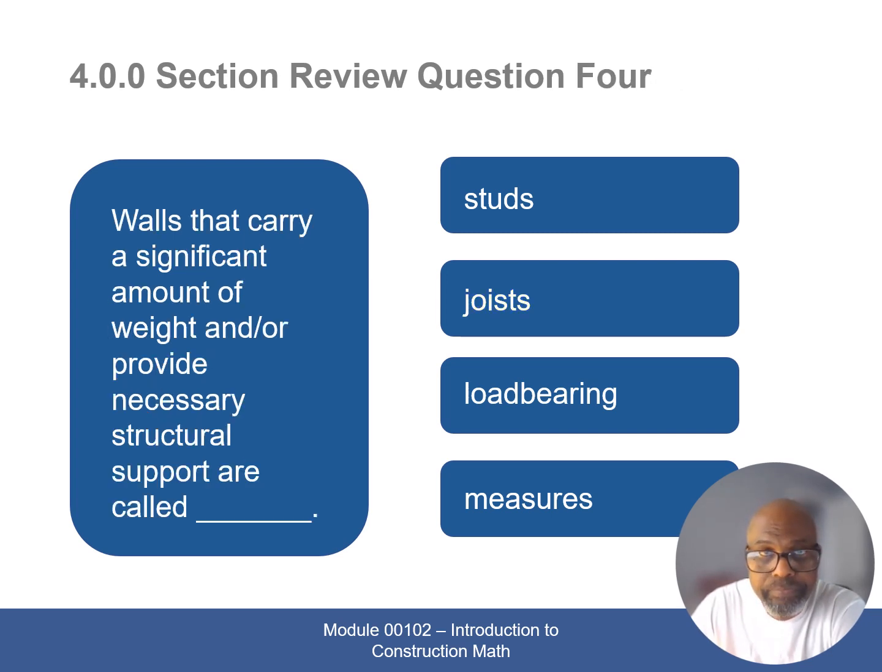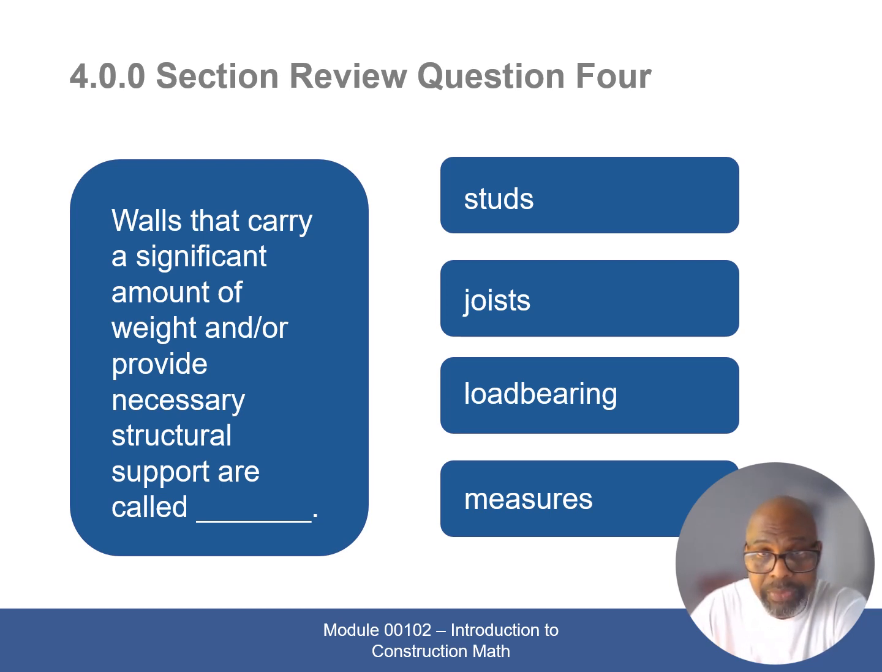Alrighty. Next question. Walls that carry a sufficient amount of weight and or provide necessary structural support are called blank. Walls that carry a sufficient amount of weight and or provide necessary structural support are called load bearing. Load bearing is the supporting wall that is supporting something above it. It may be in the center of the house, where the joists are actually laying on top of.